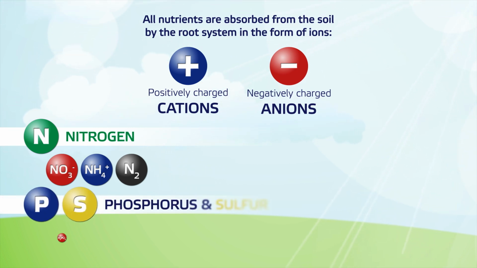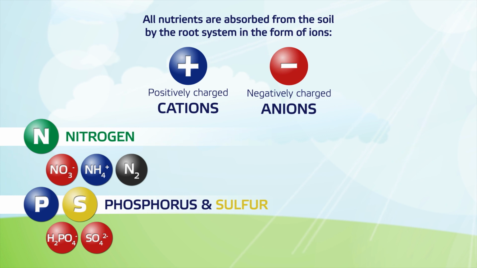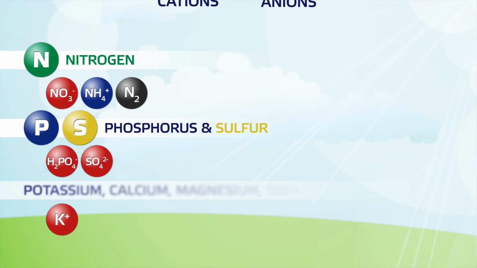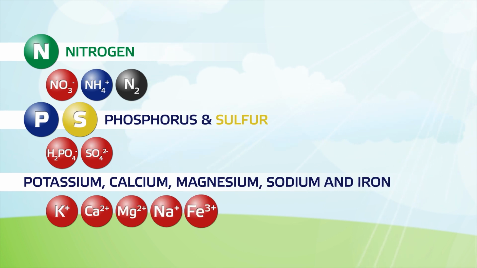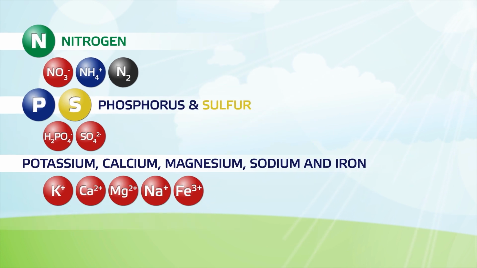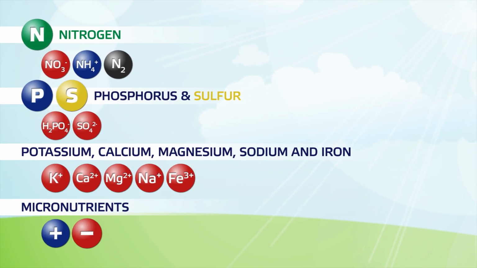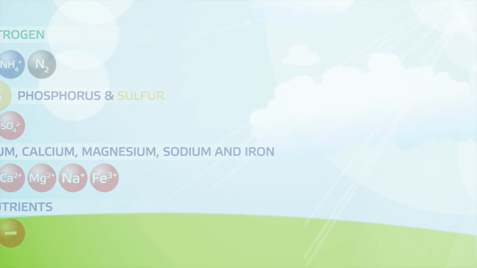Phosphorus and sulfur are absorbed in the form of anions as dihydrogen phosphate and sulfate ions respectively. Potassium, calcium, magnesium, sodium, and iron are absorbed as cations. And micronutrients can be absorbed both as anions or cations depending on the particular element.